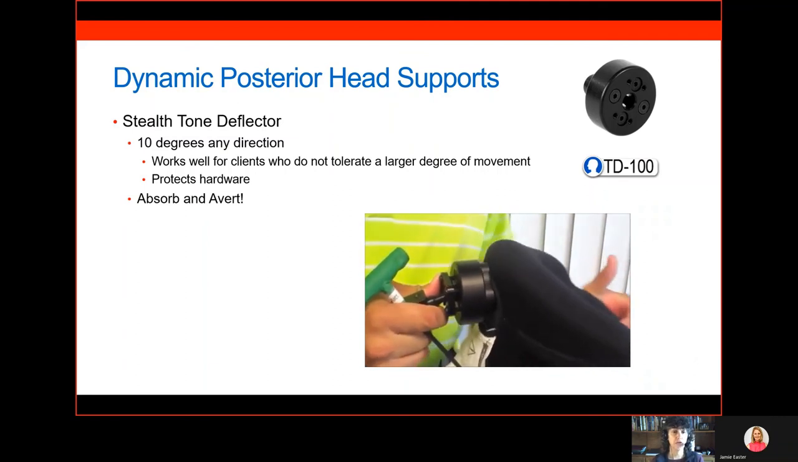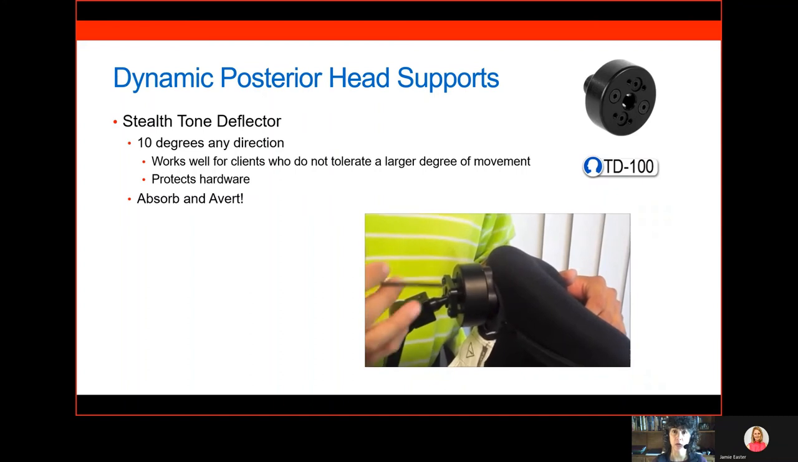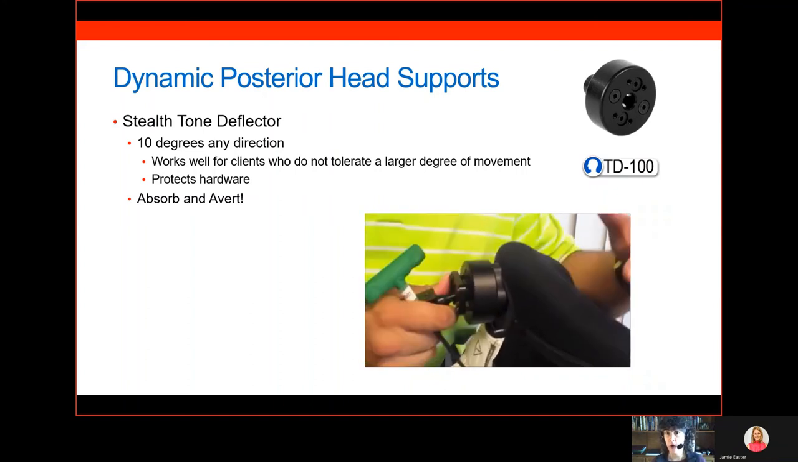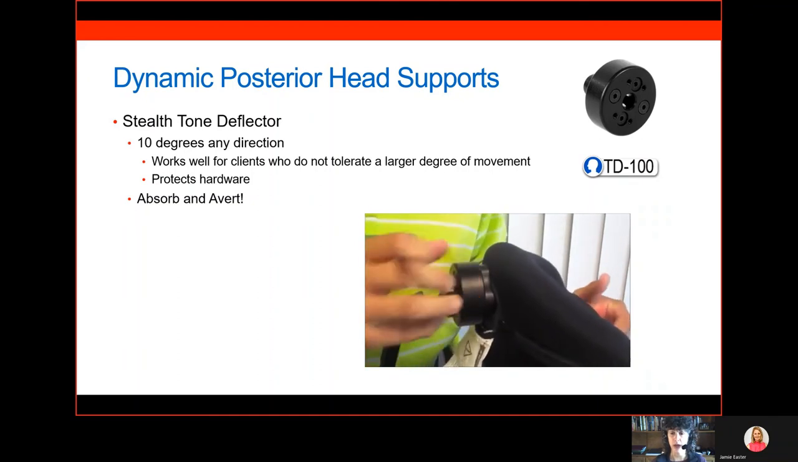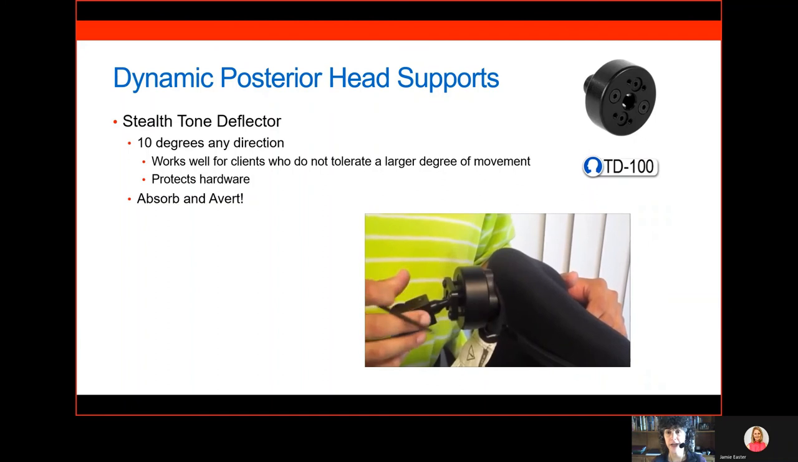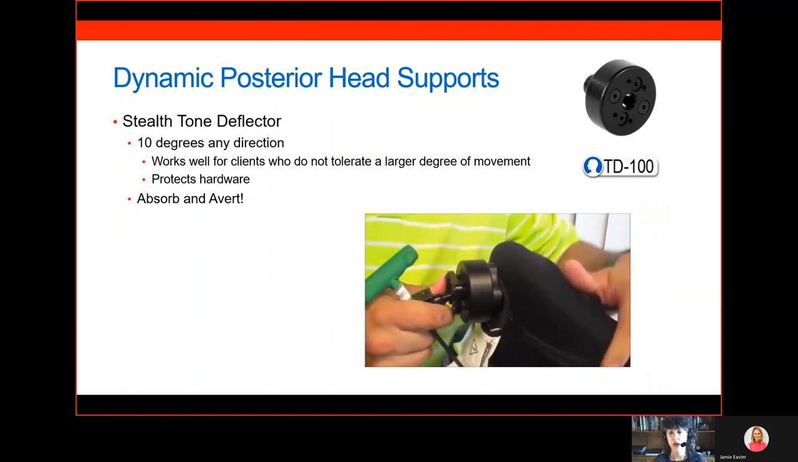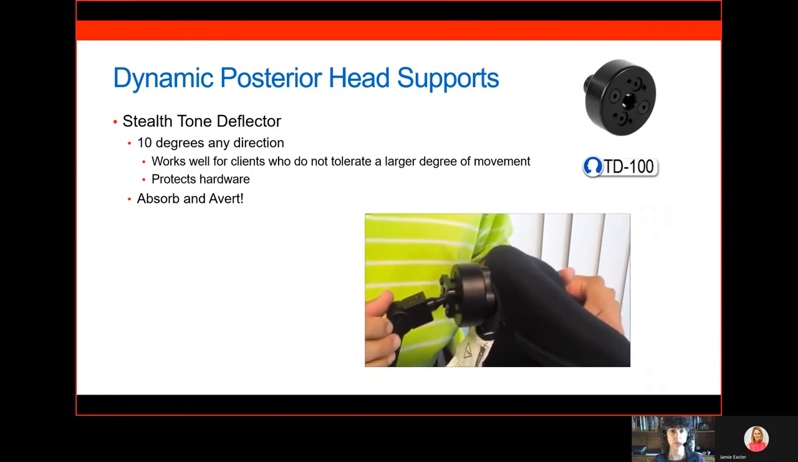We then have the stealth tone deflector, and this can be placed behind any of the stealth head pads. Some of their head supports have two different levels. In this case, we have someone moving the suboccipital level. There's usually an occipital pad over that. You can choose which of those levels you want to add the tone deflector to. Generally, you're not going to put it on both.